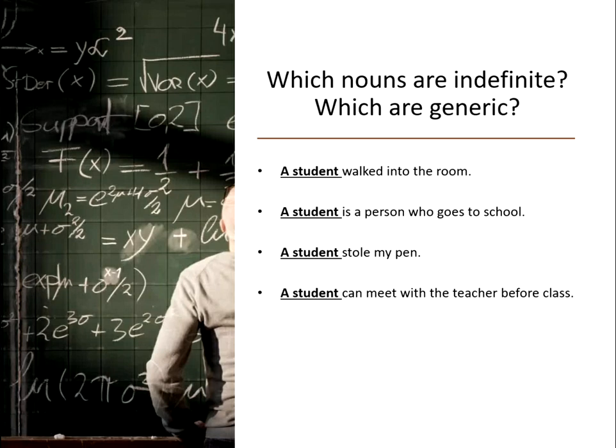A student stole my pen. There's an actual student, so this is indefinite. And the last one, a student can meet with the teacher before class. This is true for all students. So this is a student in general. So in this case, it's generic.